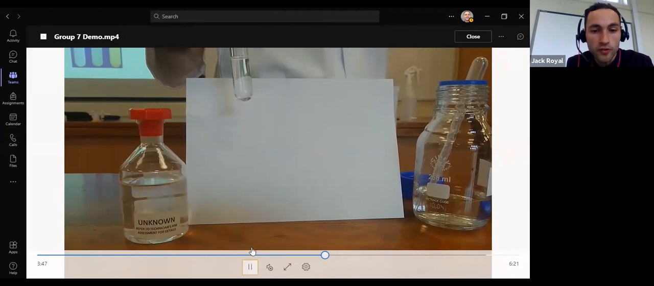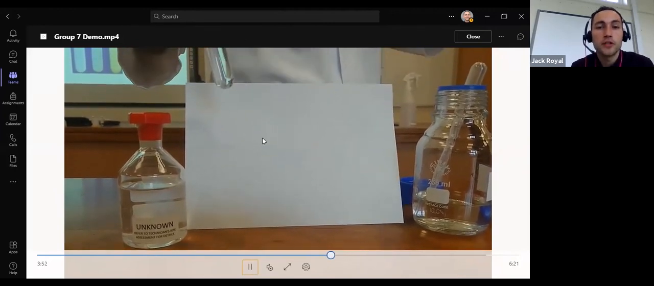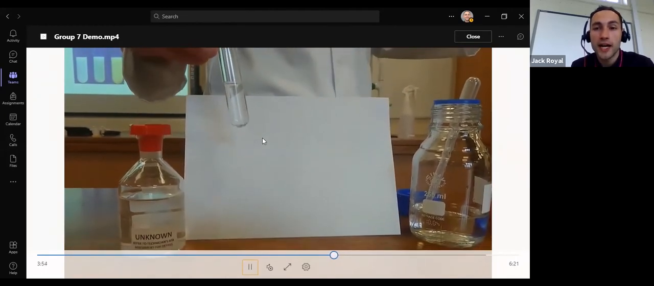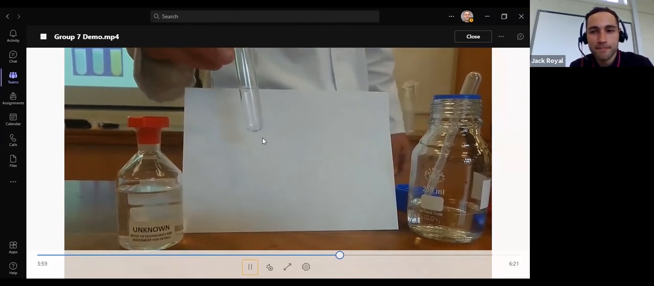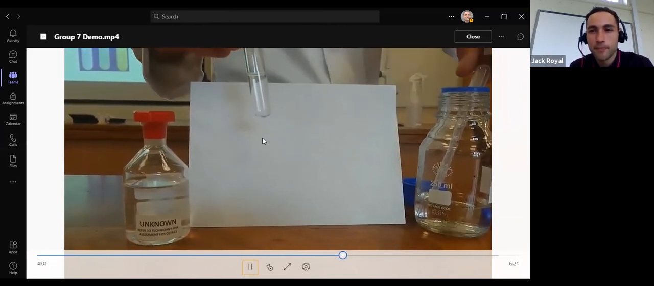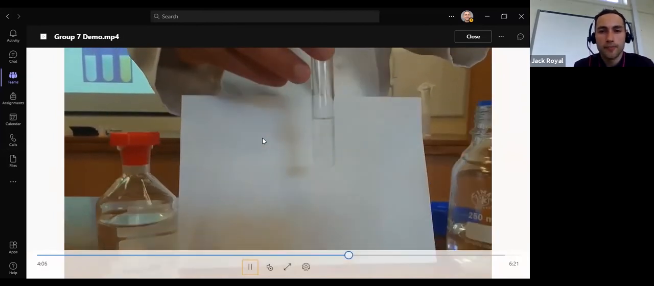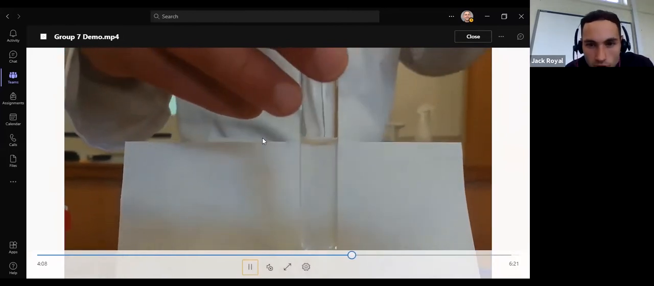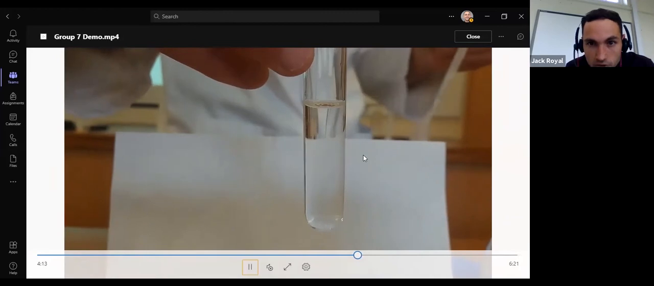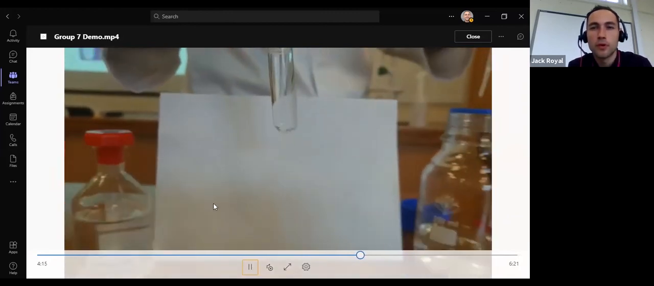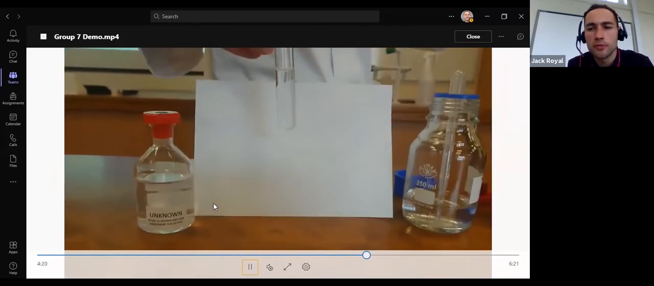So I'll just talk over it as I do it. So we've got an unknown solution. I'm going to start by adding some nitric acid to that unknown solution. So when I add nitric acid, you can see some bubbles, a bit clearer this time. You can see some effervescence in that solution. So I've added acid and I saw effervescence. So which ions must be present?